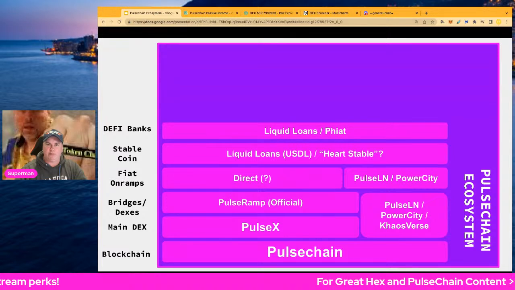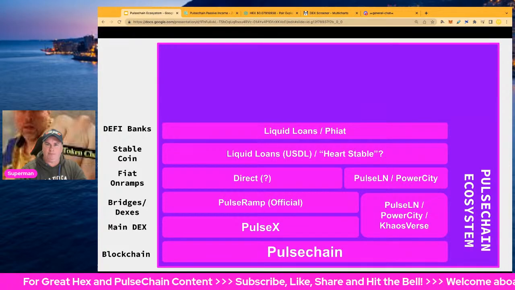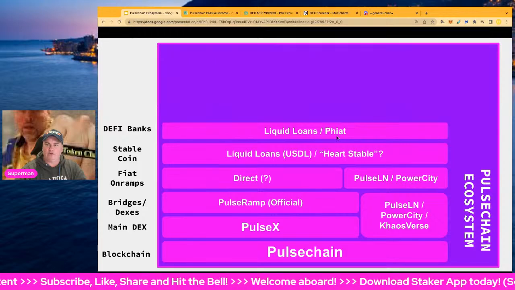And of course, leverage, people being able to borrow and then go and buy more Pulse tokens, more Pulse Hex, and more other PRC20s that they really do find attractive. It's going to be amazing to see that happen. So very, very cool incentives.